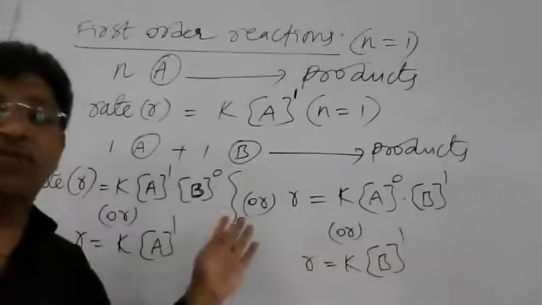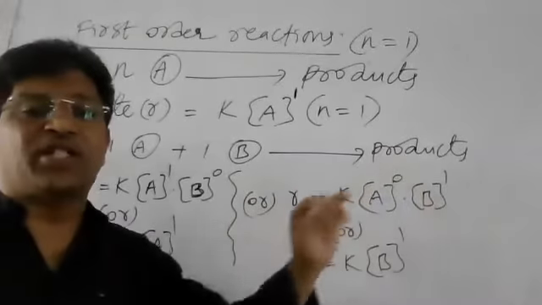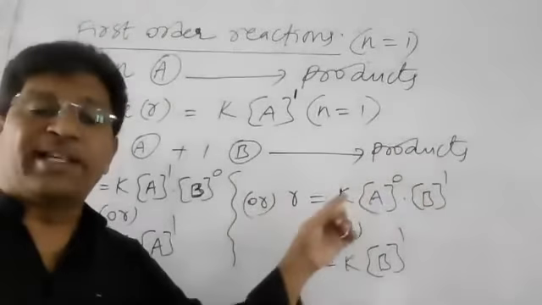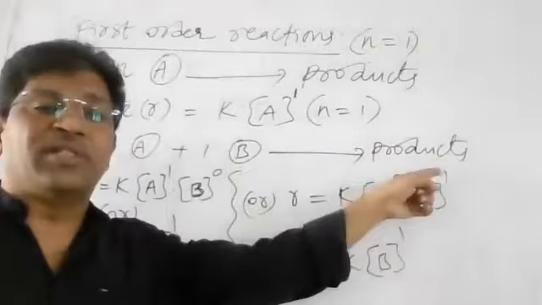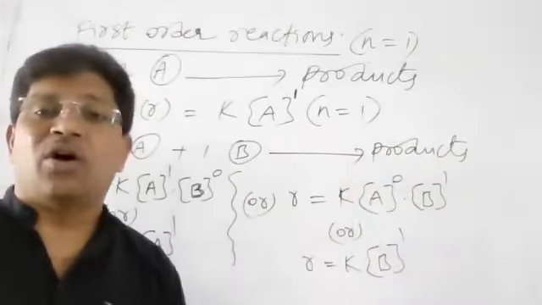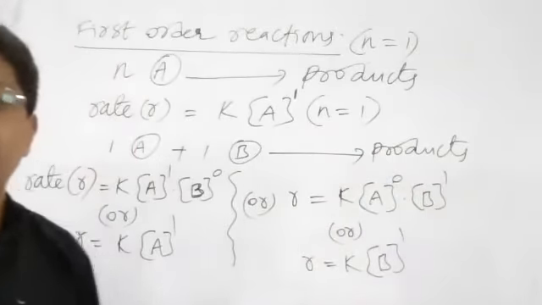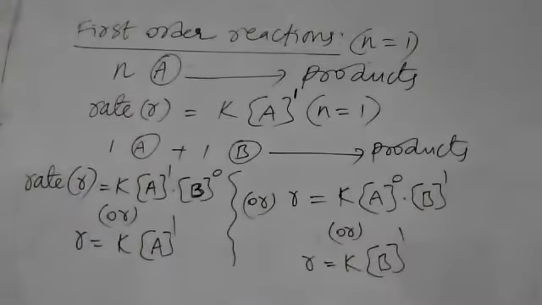So the sum of the powers, we have to check it. And this expression is called what? Rate law expression. In the rate law expression, the sum of the powers is called what? Order of reaction. Is that clear now? No doubt.